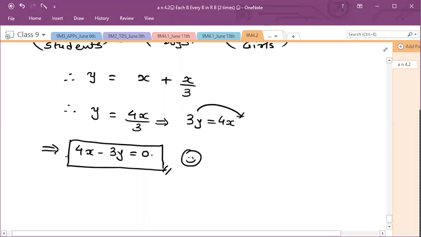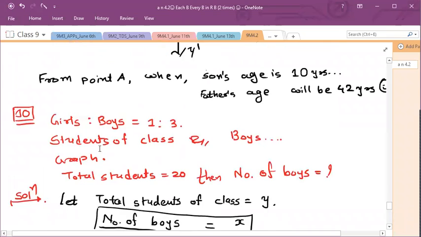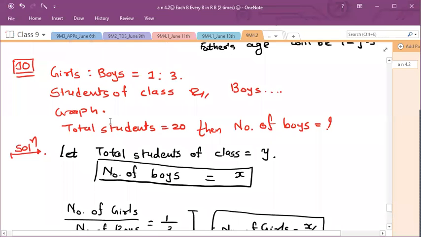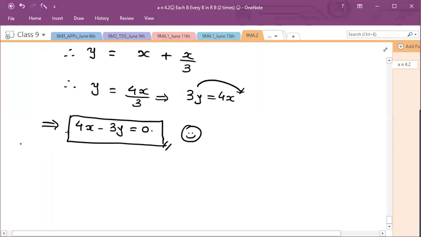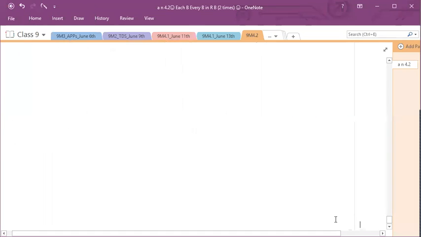Is it clear? Now what they are asking is, first formulate the linear equation. So we have formulated that linear equation. Now draw its graph. So let us try to plot its graph first. If I have to plot its graph, how can I proceed? Tell me how I can draw its graph.